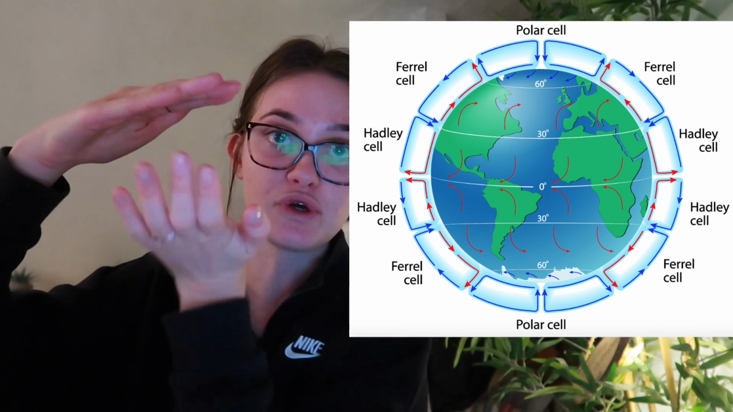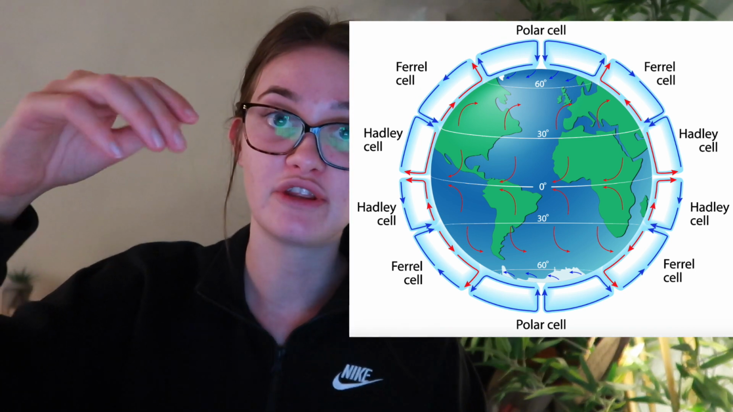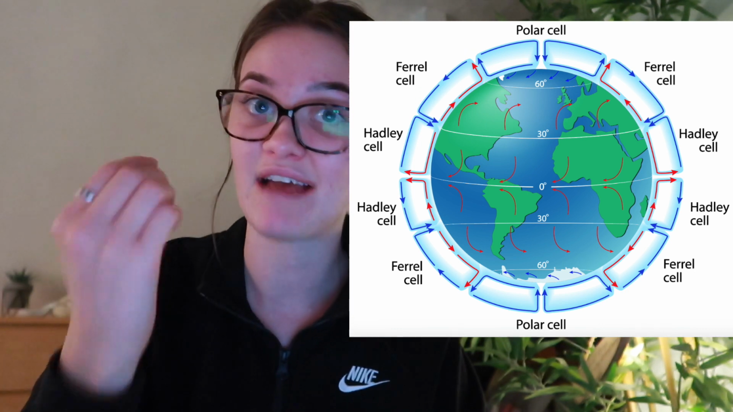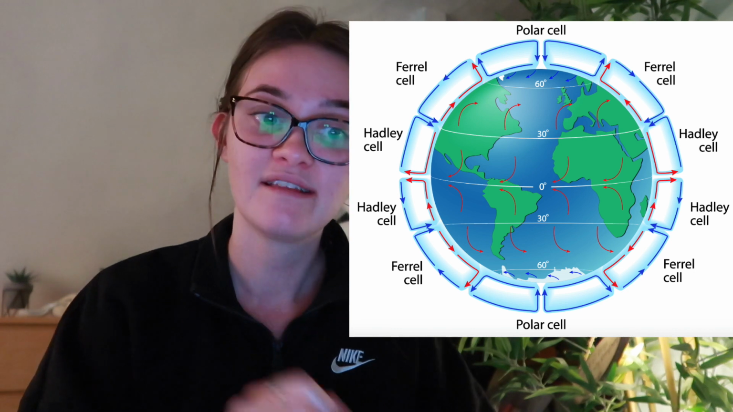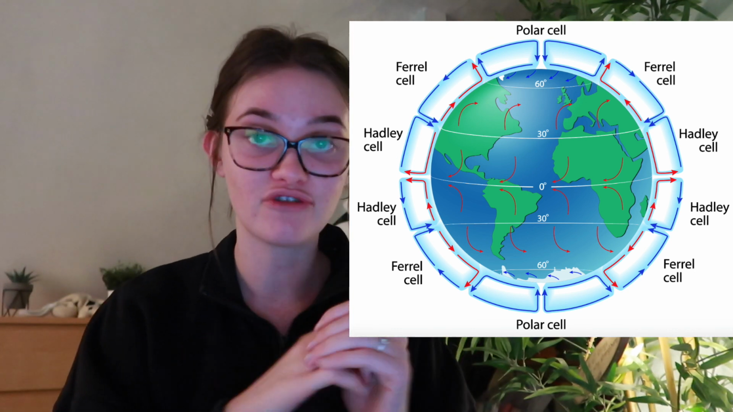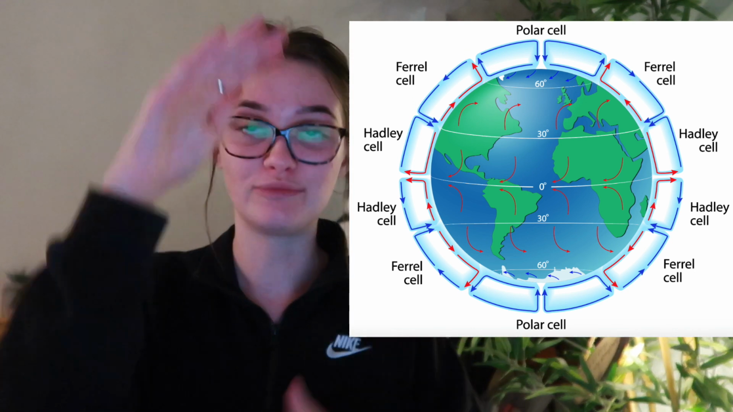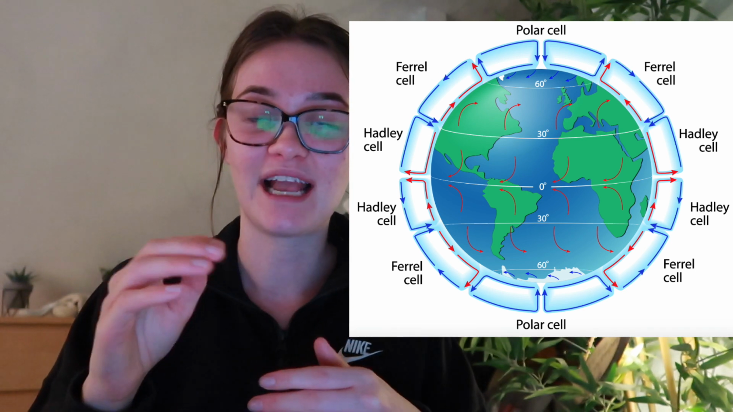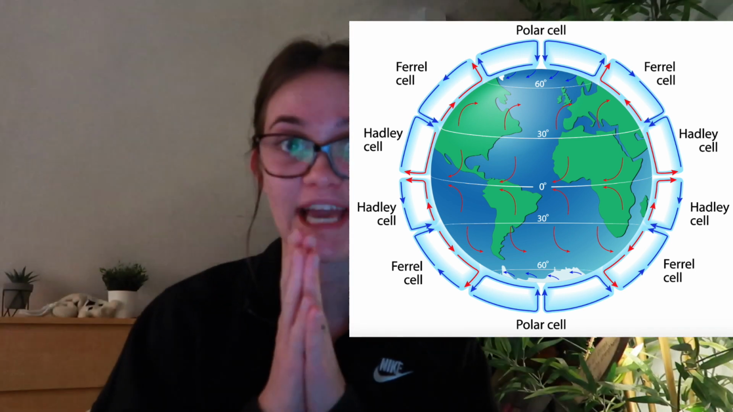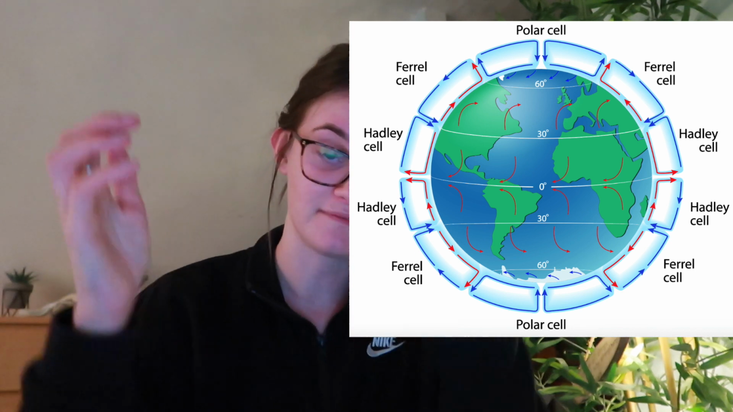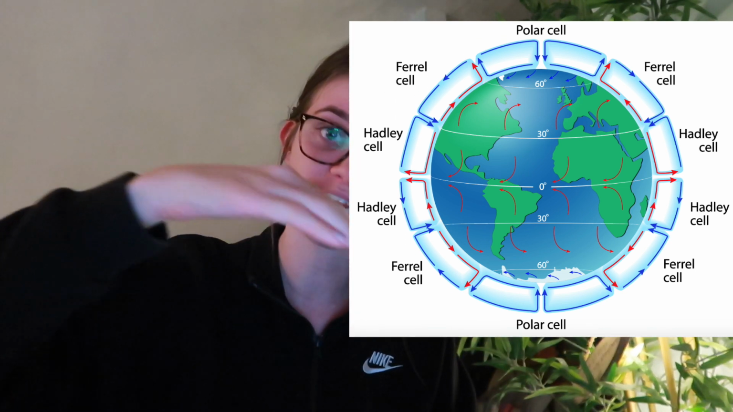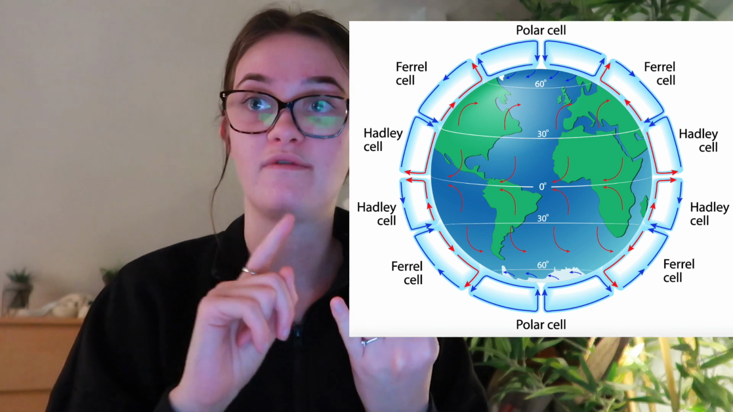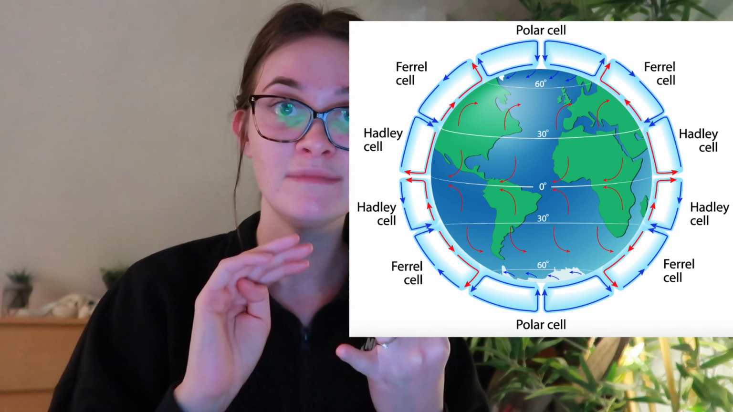So it moves northwards, and then it gets to a point that this cool, dense air can't carry itself any further, and so it starts to sink. This is at about 30 degrees on the Earth, north or south, and so it starts to fall. This is where we get an area of high pressure.